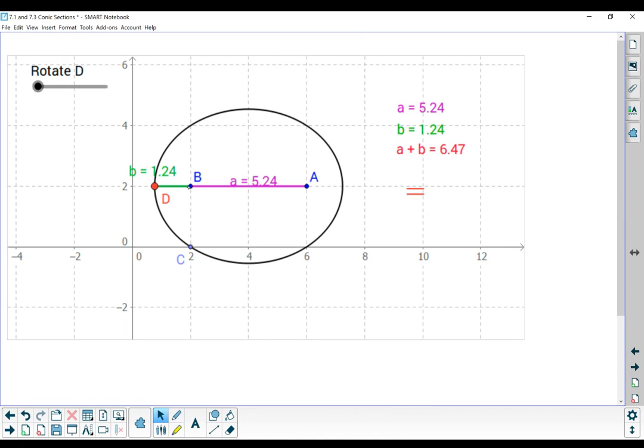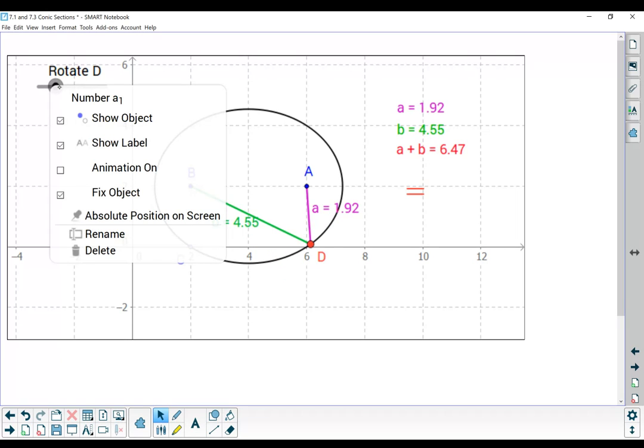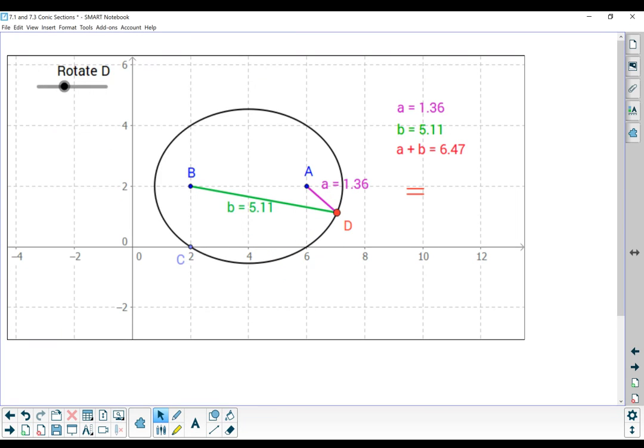The 2 fixed points are called the foci. And so I have a diagram here of an ellipse. It has a focus of A and a focus of B. And every point on the edge of this ellipse has the same sum of the distance from A and the distance from B. So you can see as I move it around, my A right now is 2.67, my B is 3.8. That adds up to 6.47.